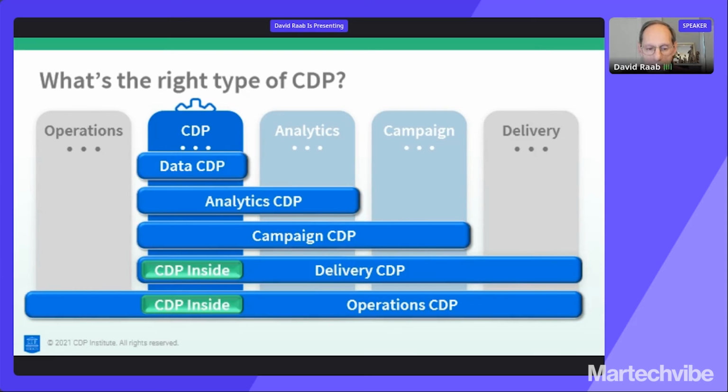Again, lots of different CDPs. All those functions we looked at, some CDPs just do the data stuff. Some add analytics capabilities, some do the campaigning as well, some add delivery, some even do operations.